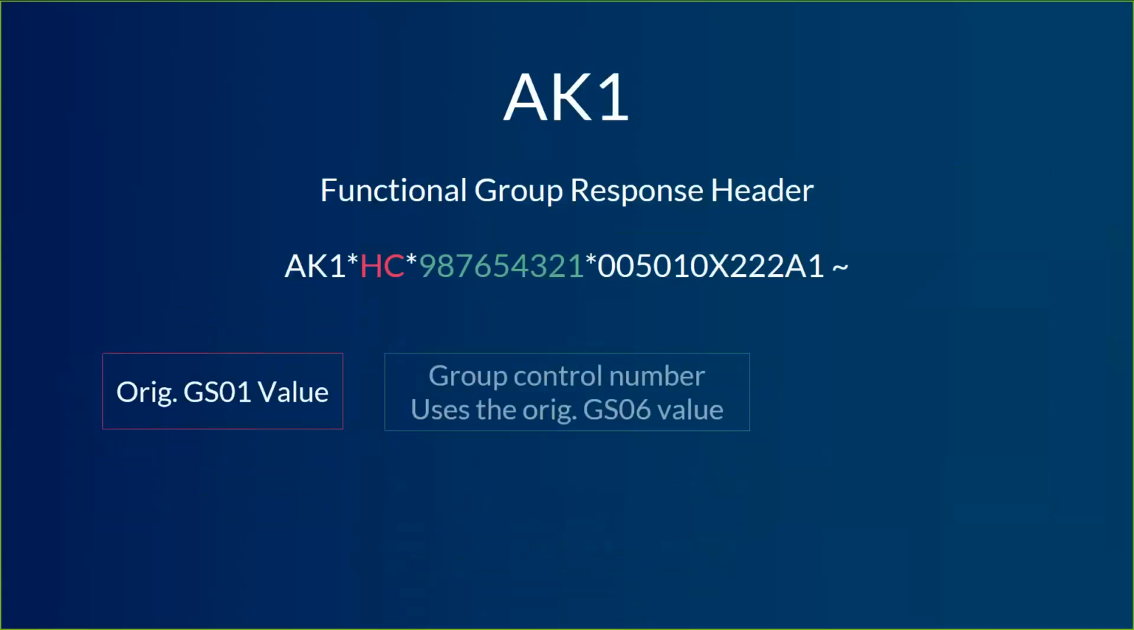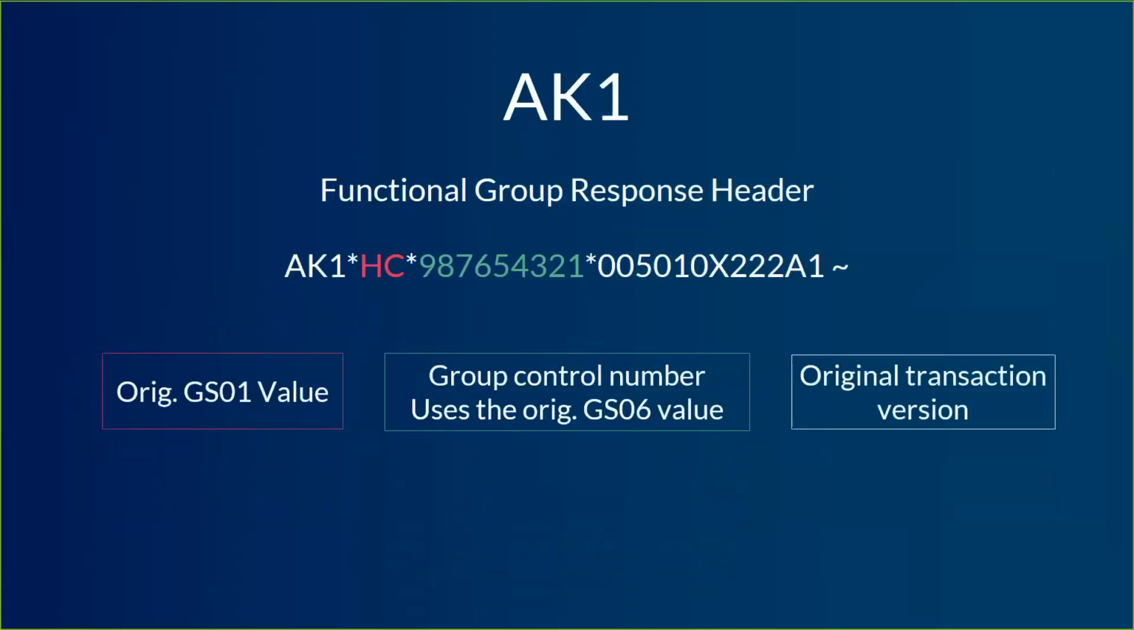In the AK102 position, this is going to be a control number or tracking number from the original file, specifically the one in the GS06 position. So this is going to be a way that you can match this back to whichever GS to GE has been, in my example here, rejected. In the third position, I get the original transaction version. Now, I knew from the HC that this was a healthcare claim, but the version will tell me if it was a dental claim, if it was professional, if it was institutional.